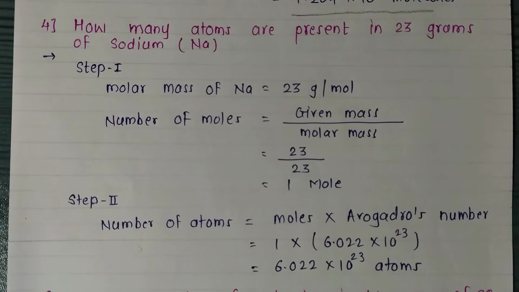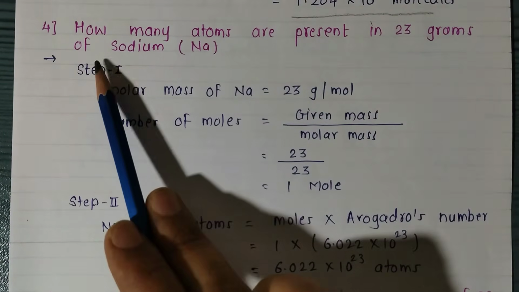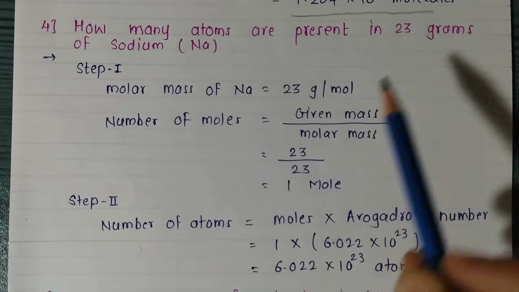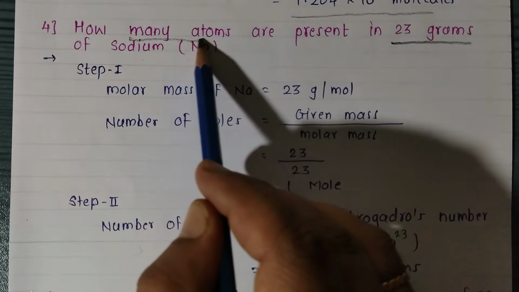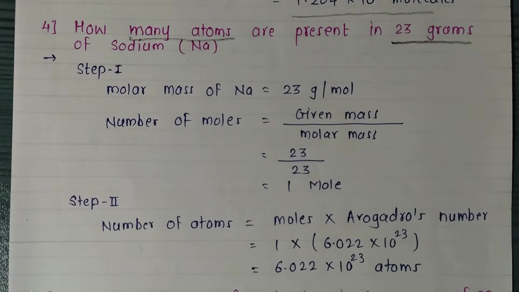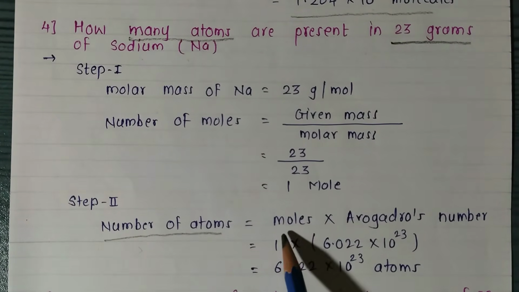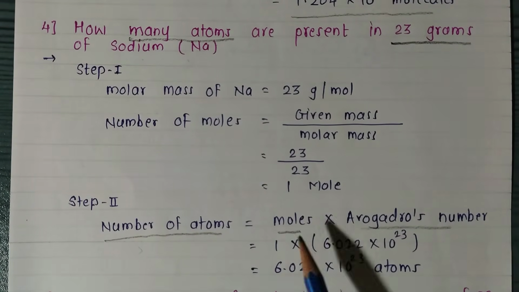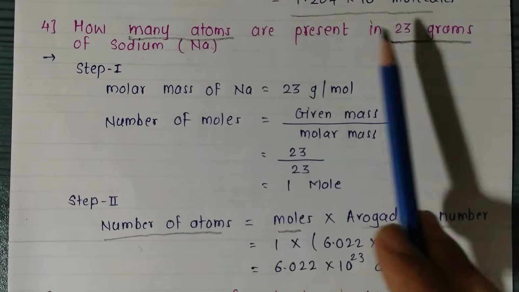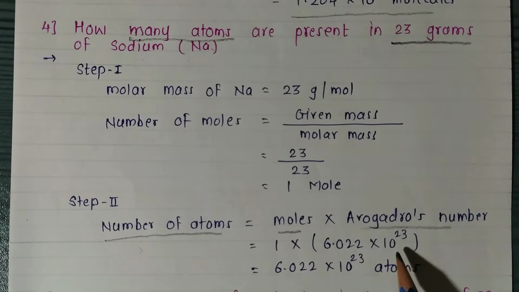Now we see the next problem. How many atoms are present in 23 grams of sodium? We have 23 grams of sodium, and how many atoms will there be in those 23 grams of sodium? Number of atoms. As we know, the formula to calculate the number of atoms is moles into Avogadro's number. But here we don't know how many moles there are. Okay, the value of Avogadro's number we know, 6.022 into 10^23.